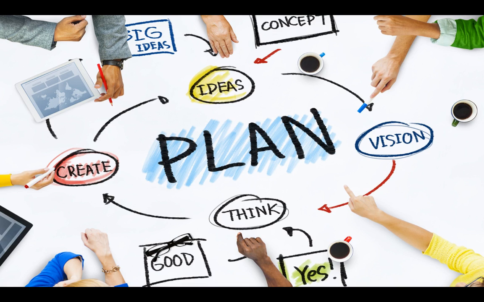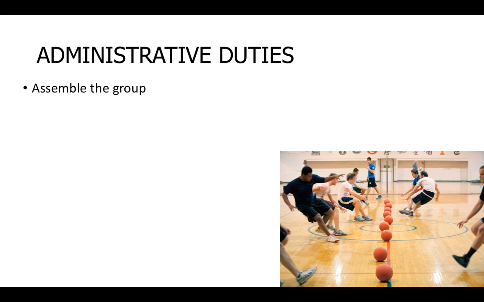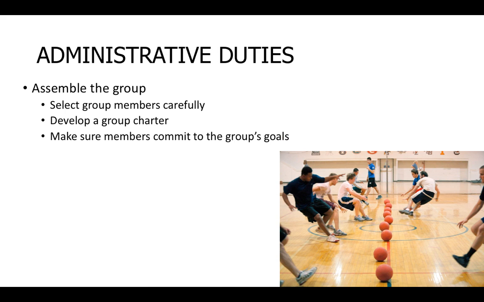There are several different elements of what it means to be a leader. We're going to specifically look at what it means to be an administrative leader. As a leader, you're going to have some administrative duties. These duties include assembling the group, selecting the group members carefully, developing a group charter, which you've already done this semester. You've already developed the purpose of the group. But don't take this for granted. As you go out into your professional life, remember to always develop a group statement of purpose. This can help keep you on track and foster a group identity. And make sure members commit to the group's goals.